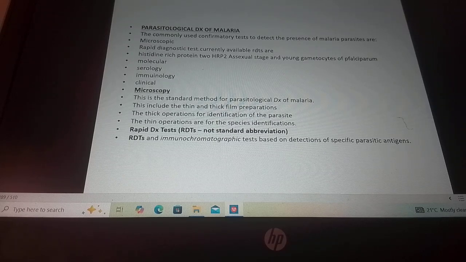So you can diagnose malaria clinically if you take a very good history of the patient, and you perform a very good physical exam. You will be able to come up with a diagnosis of malaria. So microscopy now is the standard method for parasitological diagnosis of malaria. This is because it will include the thick and the thin film preparations. Remember, the thick preparations are for identification of the parasite, and the thin preparations are for the identification of the species of the parasite.